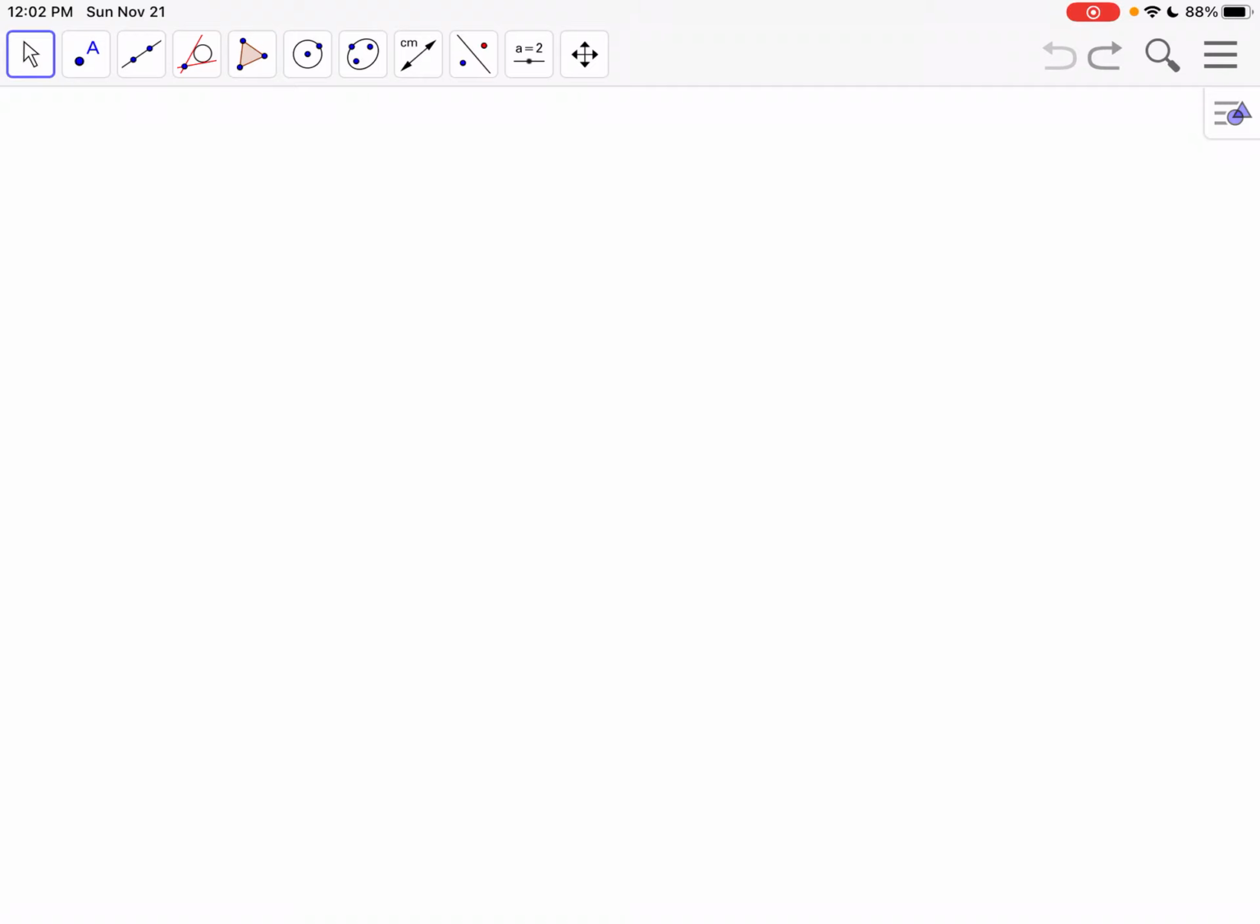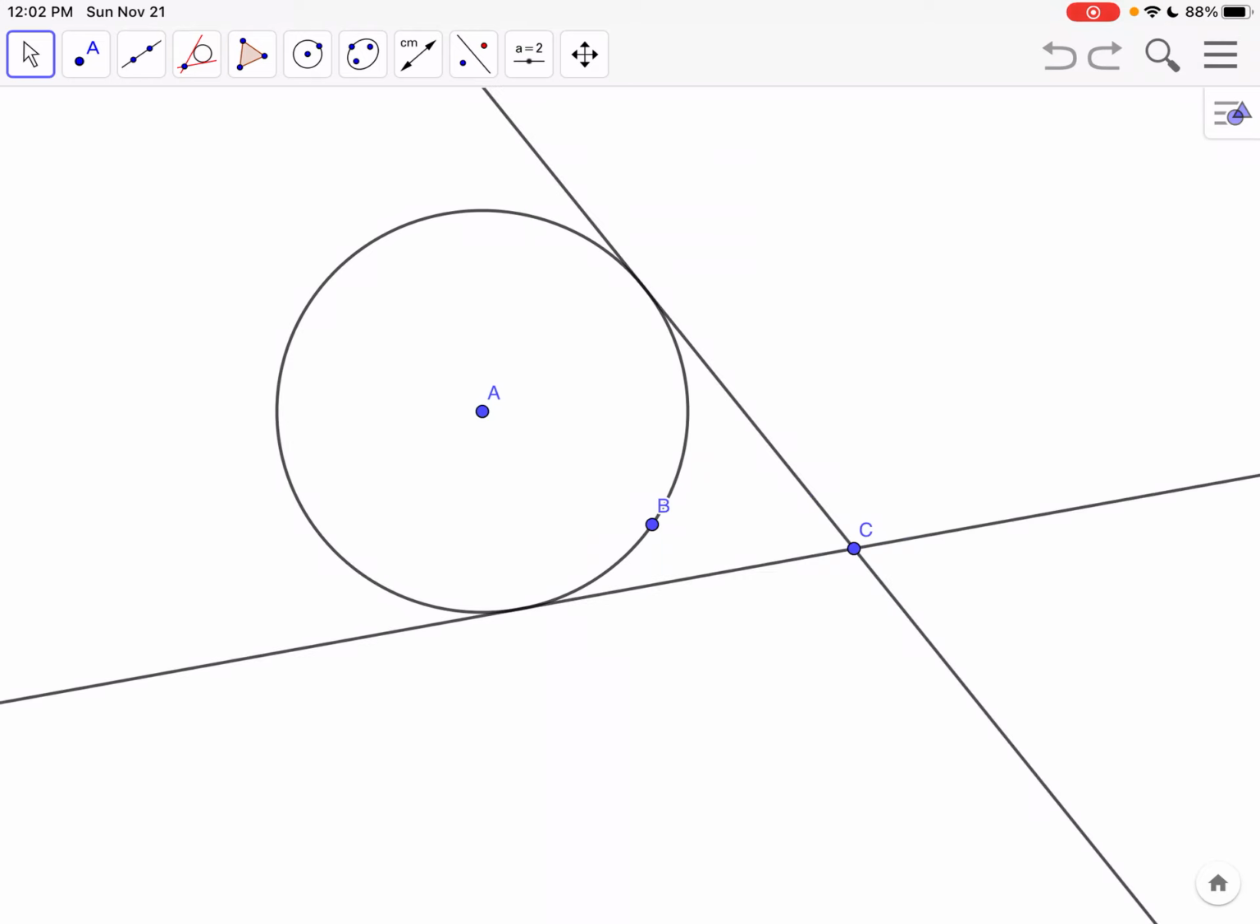Let's take a look at two tangents drawn from the same point. So here's my circle. I'm going to construct a point outside my circle, and I'm going to construct two tangents going through the circle. So we have some common tangents here. One's going to be CD, the other is going to be CE.